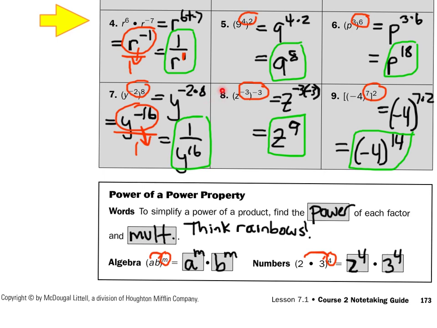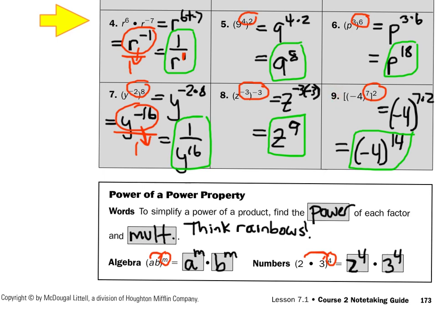Okay, take a look at number 8. I have z to the -3rd power raised to the -3rd power. So copy the z, and then circle the -3 times -3 and put that as the power. So that just gives you z to the 9th power.